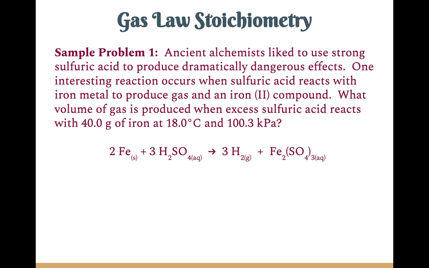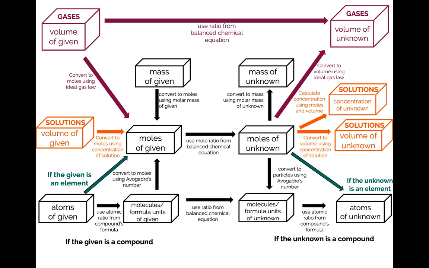And we have 40 grams of iron to start with. If we look at our roadmap, we've got that 40 grams of iron, so mass of given. We're trying to get to a volume of hydrogen gas, so over there. The path we're going to take is we're going to go to moles using the molar mass like we've done many times before. Then we're going to use the mole ratio to get to the moles of unknown, which is hydrogen gas. And then we're going to find the volume using the ideal gas law.